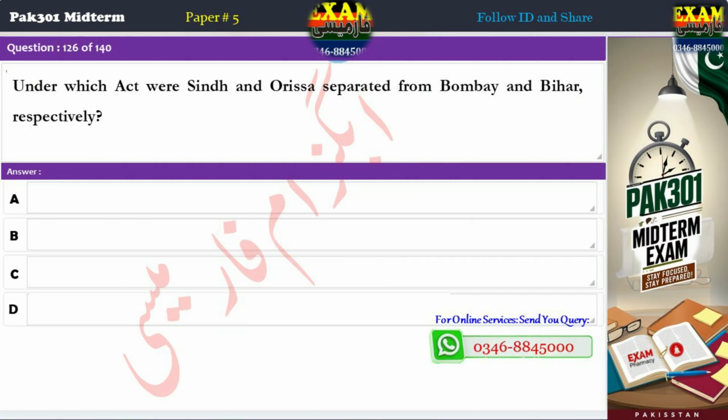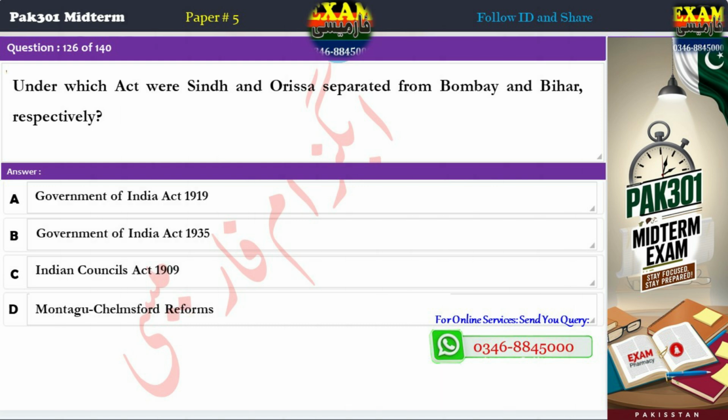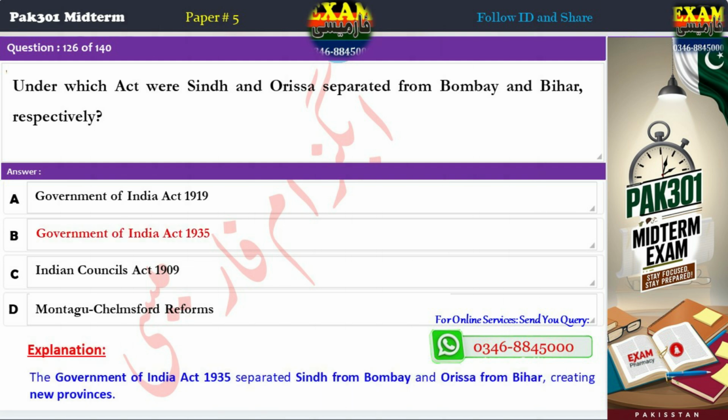Question 126. Under which act were Sindh and Orissa separated from Bombay and Bihar respectively? A. Government of India Act 1919. B. Government of India Act 1935. C. Indian Councils Act 1909. D. Montagu-Chelmsford Reforms. Correct answer: B. Explanation: The Government of India Act 1935 separated Sindh from Bombay and Orissa from Bihar, creating new provinces.